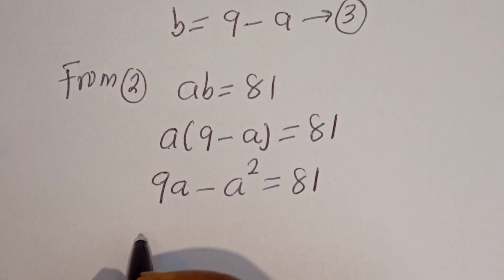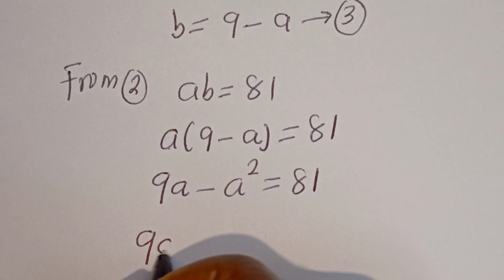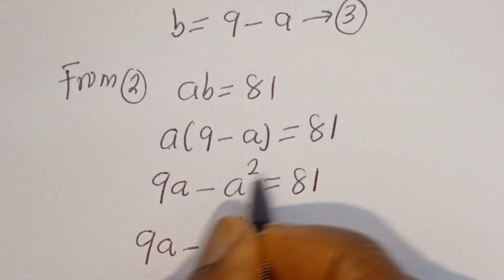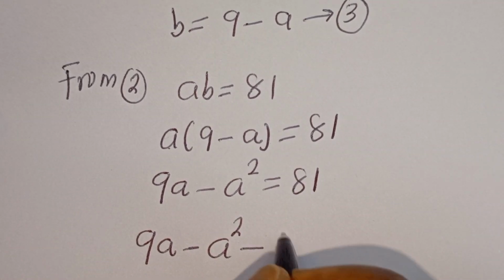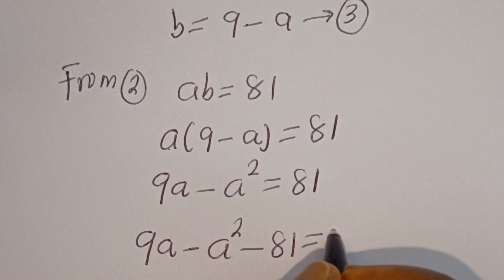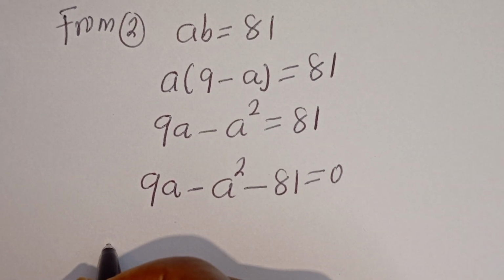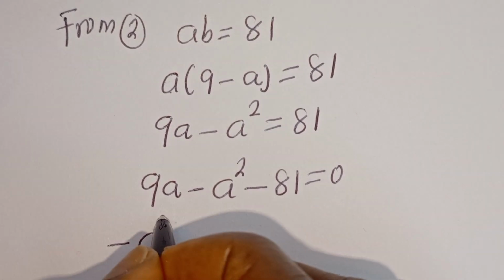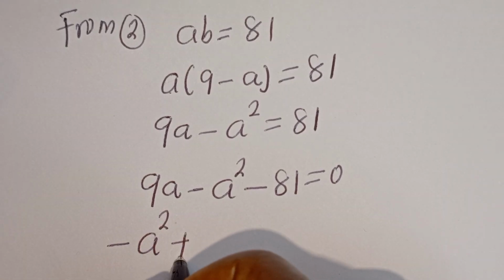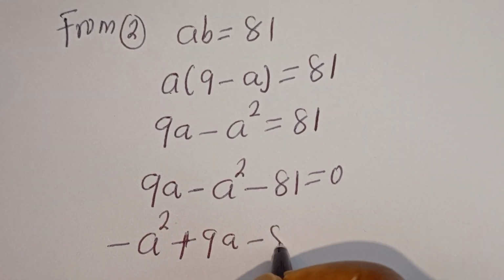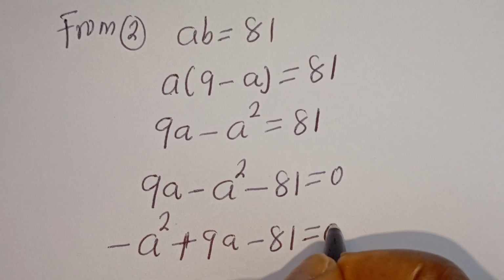Then here we have 9a minus a squared. If you bring this 81 to this side, it becomes minus 81 is equal to 0. Let's write this equation in standard form. We have minus a squared plus 9a minus 81 is equal to 0.